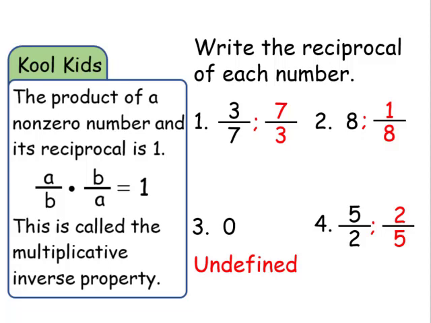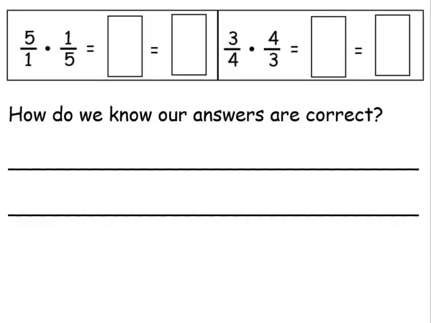The product of a non-zero number and its reciprocal is always 1. So when we take a look at a over b times b over a, this will equal 1. This is also called the multiplicative inverse property. Instead of saying reciprocal, we can use the words multiplicative inverse. If I want you to find the reciprocal, it's the same thing as me wanting you to find the multiplicative inverse of a number. When we take a look at 5 over 1 and its multiplicative inverse, 1/5, when we multiply, we'll get 5 over 5. This will equal 1. 3/4 times its multiplicative inverse is 12 over 12, and 12 over 12 is also 1.